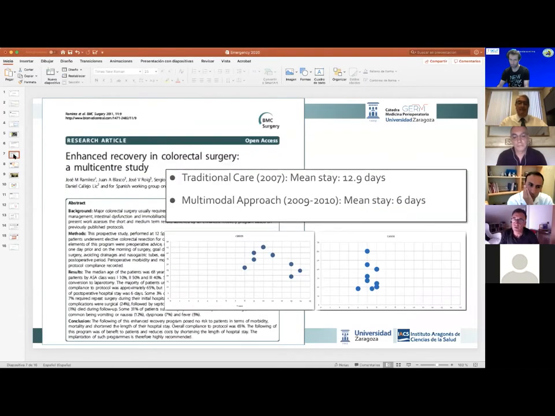And we saw that using ERAS protocol, we were able to reduce hospital stay by 6 days. But what was perhaps more relevant was the fact that we were treating our patients in a protocol, and we were treating our patients in a similar way. So reducing disparity, hence increasing safety and quality of care.